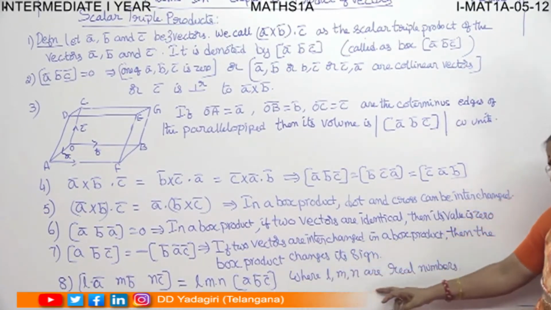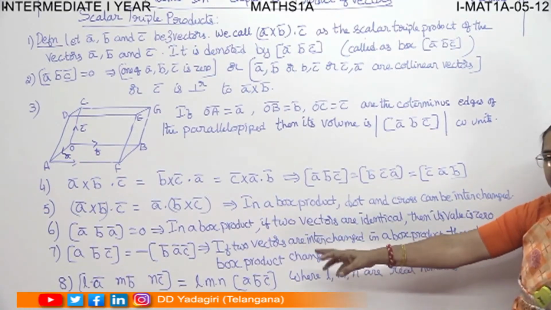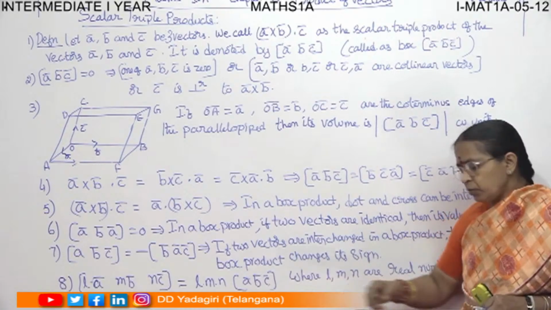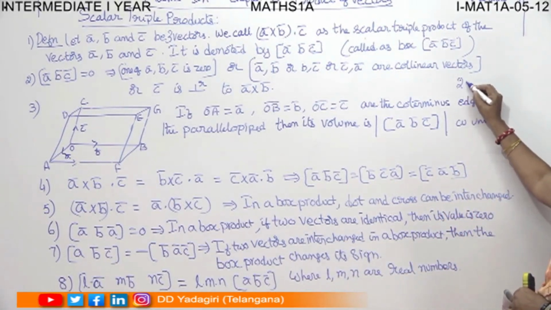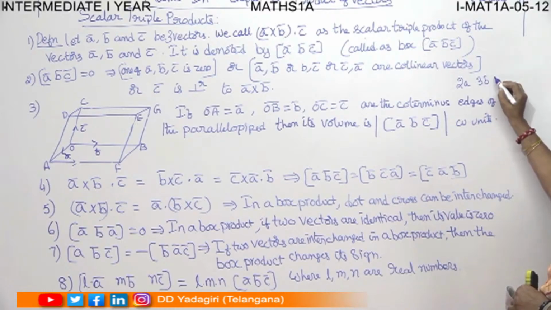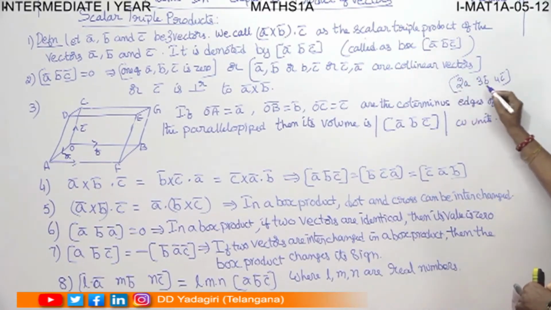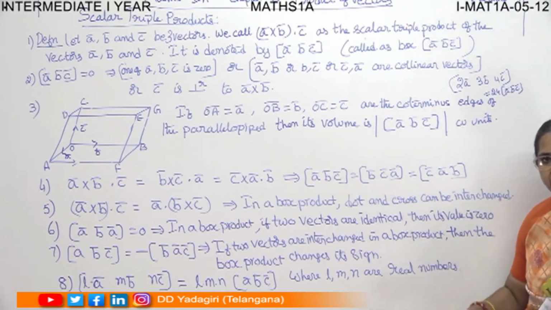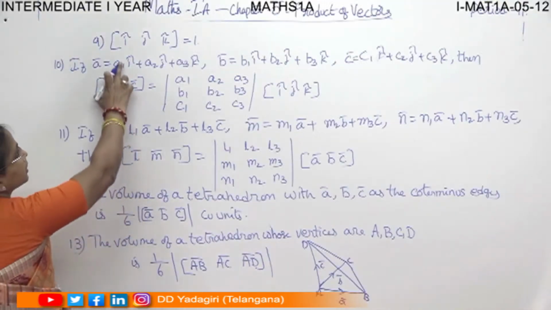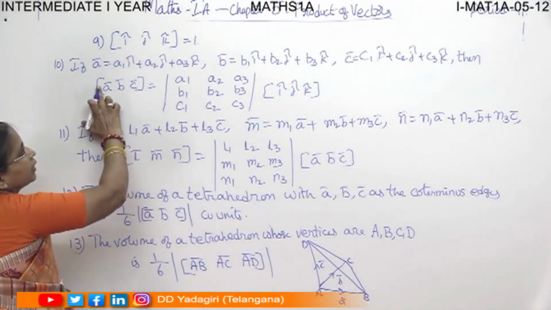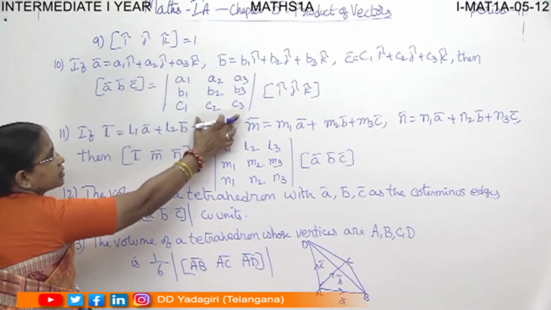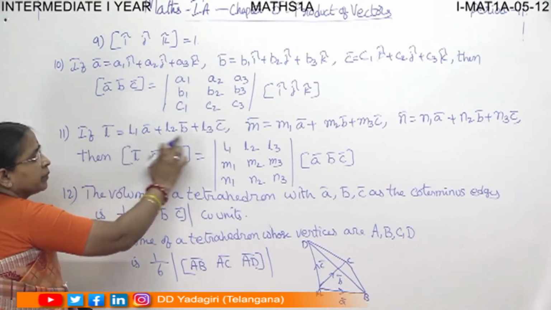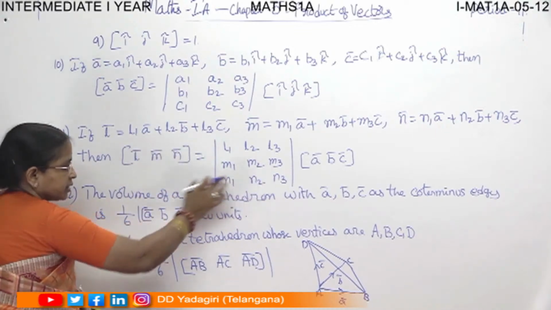And then the box product of LA, MB, NC is LMN into box ABC. That means if you have 2A, 3B and 4C in a box product, you multiply these three numbers, 4 times 3 is 12, times 2 is 24. So it is equal to 24 into box ABC. Now we'll continue with the next properties. Box IJK is equal to 1, and when ABC are given in terms of IJK, then this is the formula. When LMN are three vectors which are in terms of ABC, then this is the formula.